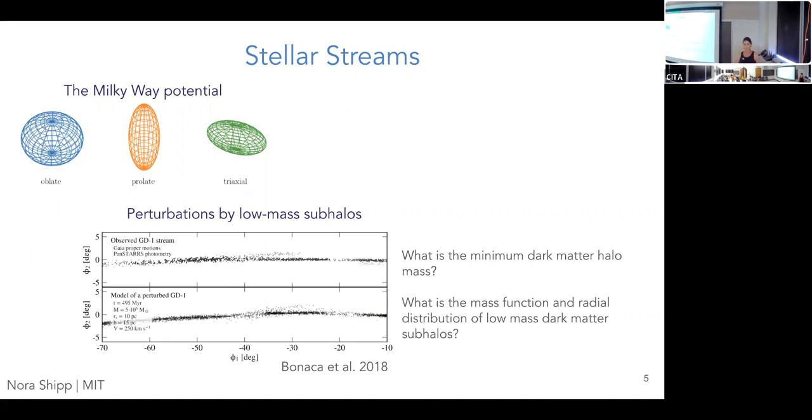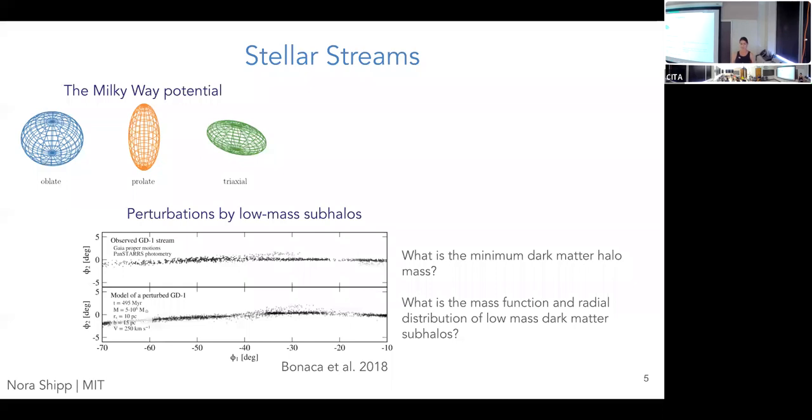On smaller scales, streams are also sensitive to substructure in the galaxy. They're sensitive to very massive substructure like the Large Magellanic Cloud or other satellites of the Milky Way. They're also predicted to be sensitive to very low mass substructure, including dark matter halos that have no baryonic component and can't be detected using usual methods.